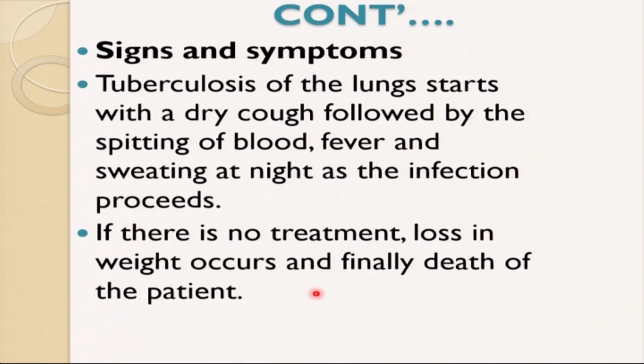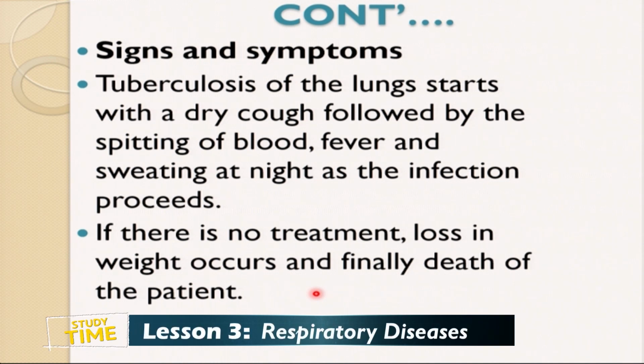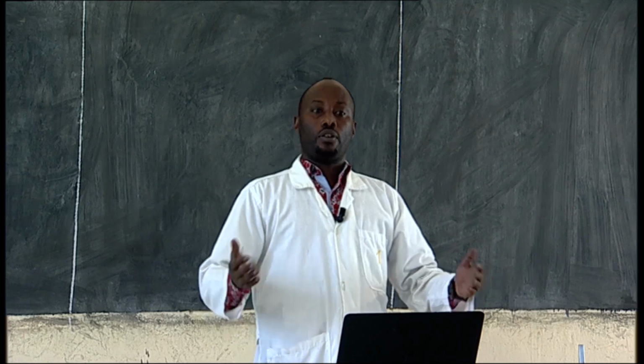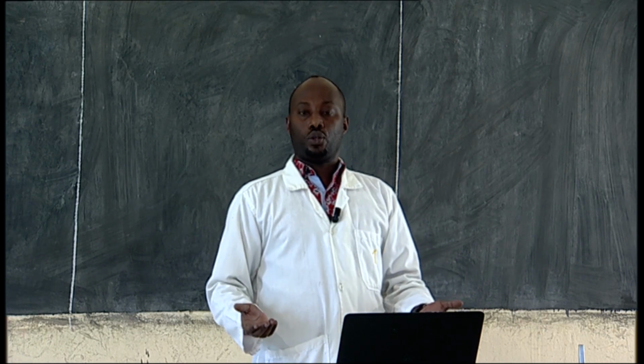Signs and symptoms: tuberculosis of the lungs starts with a dry cough, followed by spitting of blood, fever, and sweating at night as the infection proceeds. If there is no treatment, loss of weight can occur, and finally the death of the patient can also happen.